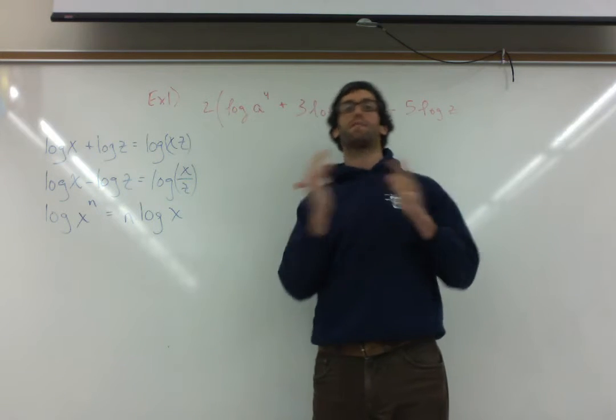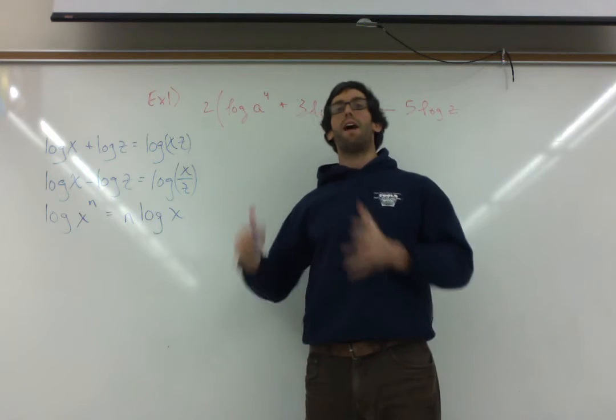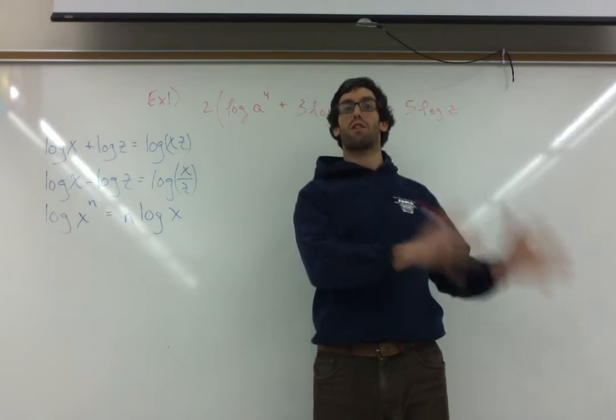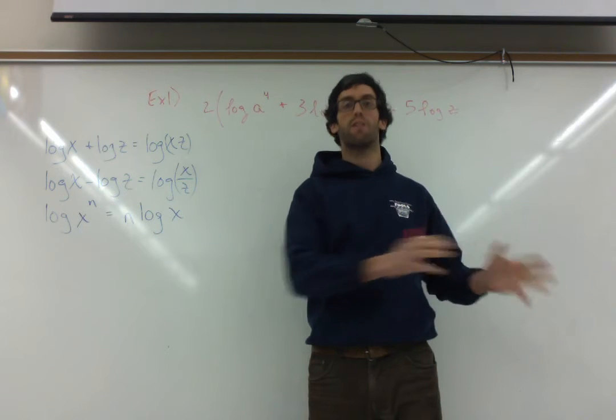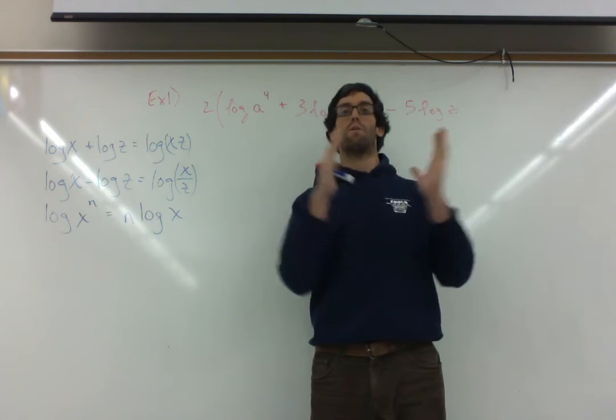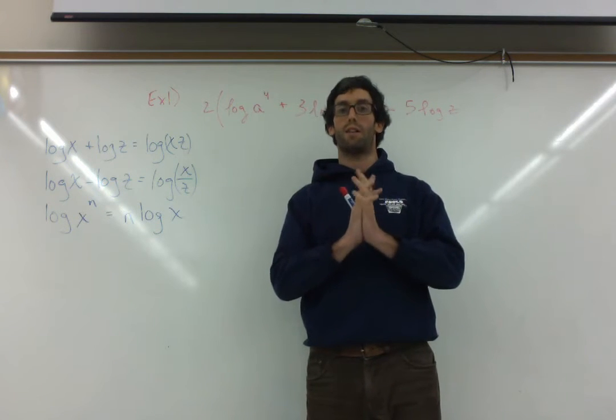So log 2 plus log 3 is log 6. Log a squared plus log a to the third is log a to the fifth. You're multiplying the arguments when you condense to a single logarithm.